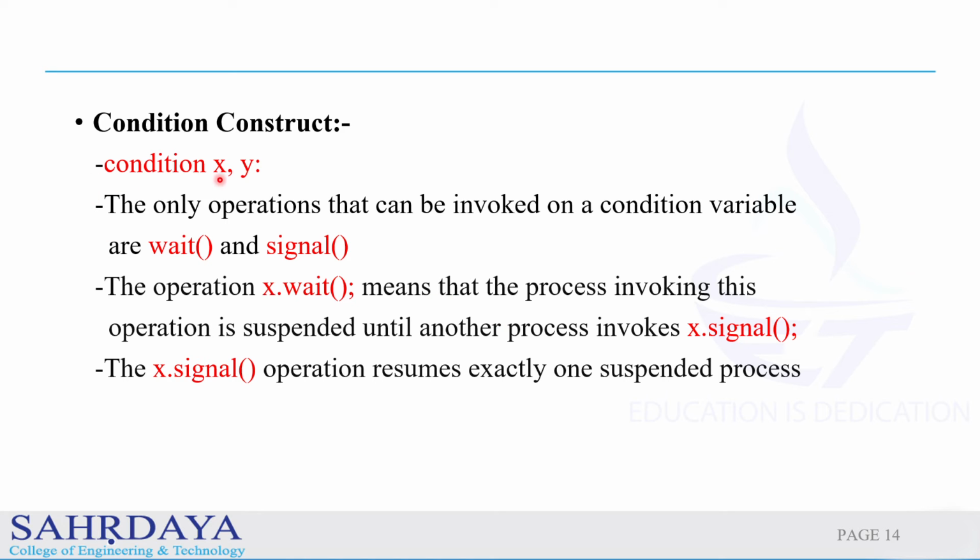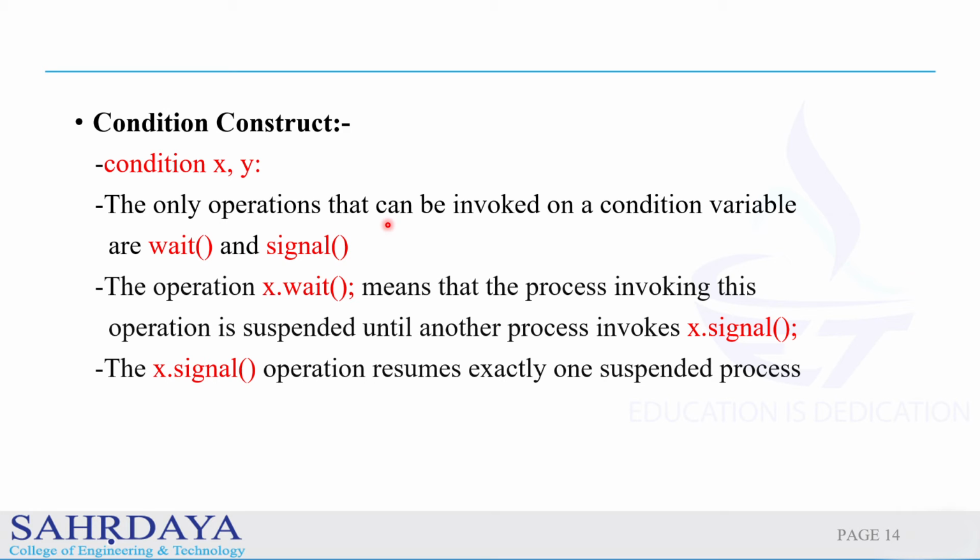That is condition x, y. Declaring this, it declares x and y variables as condition. So the x and y variables are declared as conditions. We can invoke only two operations on them, that is wait and signal.